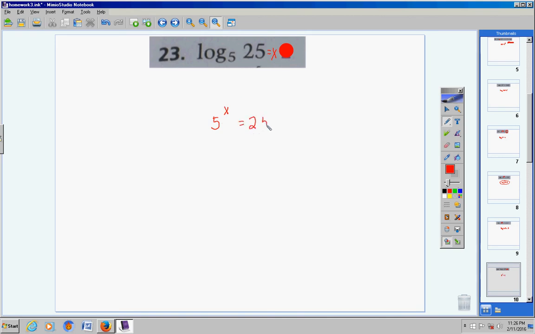Now guys, that's really easy, is it not? We're solving for x, and what I've taught you to do is to get like bases on both sides. Well, if I have a base 5 here, I can easily write this with a base 5. 25 is the same thing as what? 5 squared. And now look, I have matching bases on both sides. Cross off your bases and set the exponents equal to each other. X equals 2.